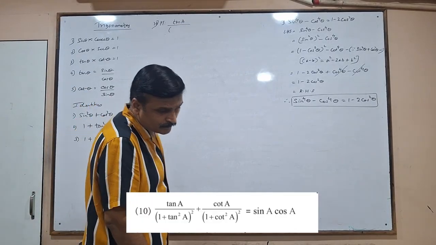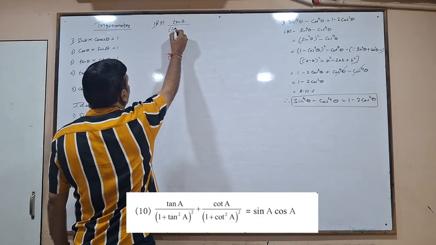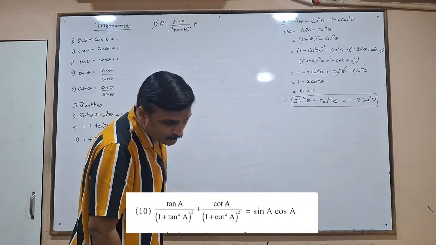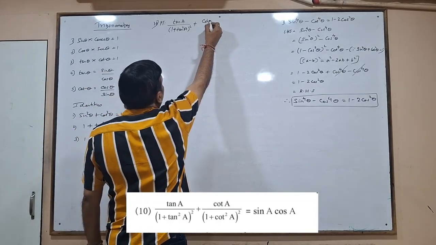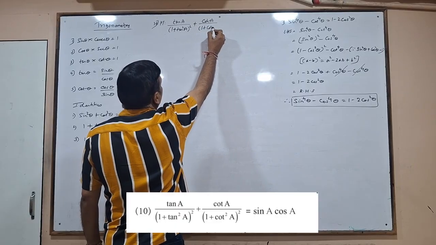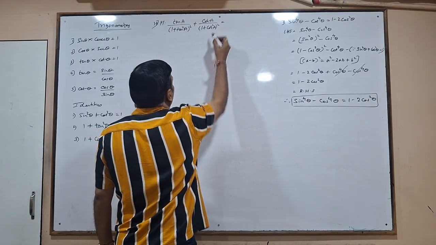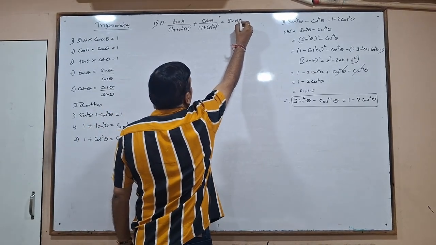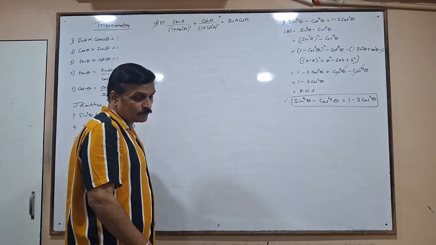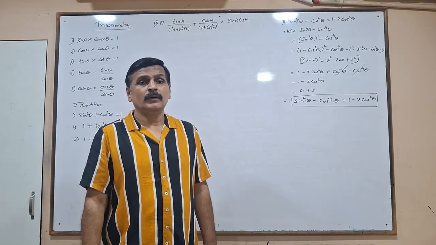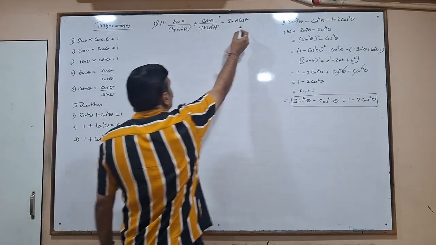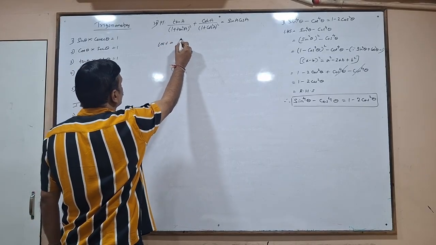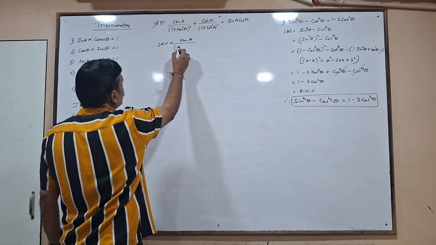Tan A upon 1 plus tan square A the whole square plus cot A upon 1 plus cot square A the whole square is equal to sin A into cos A. I take LHS, obviously the single term is on the right hand side, so it's advisable to take LHS and simplify.